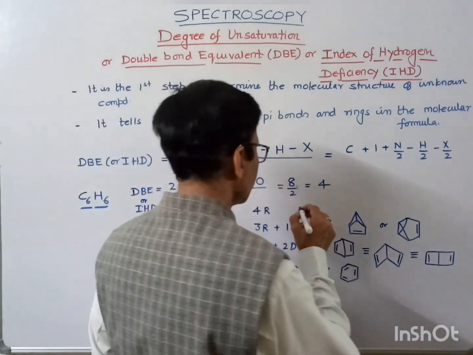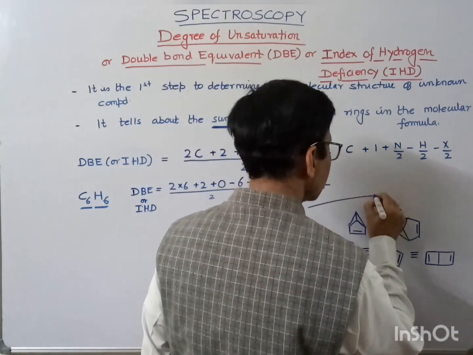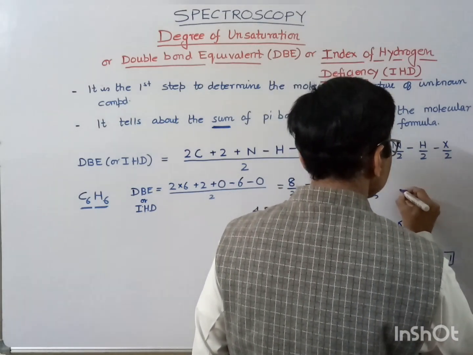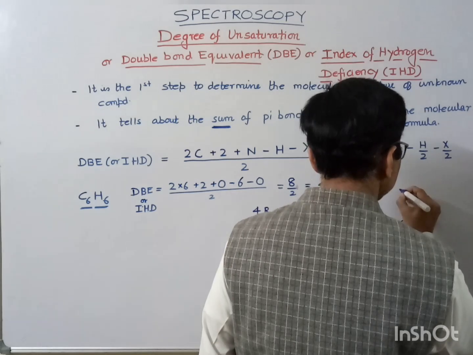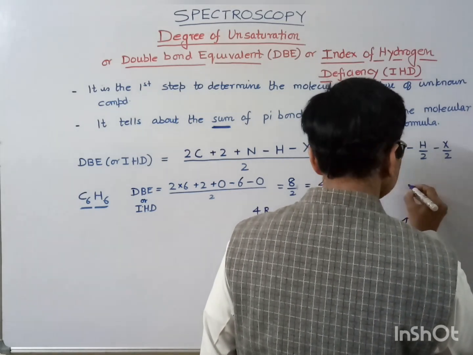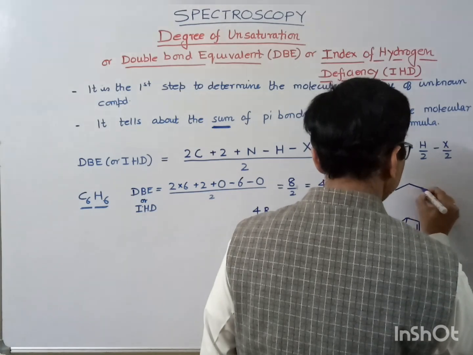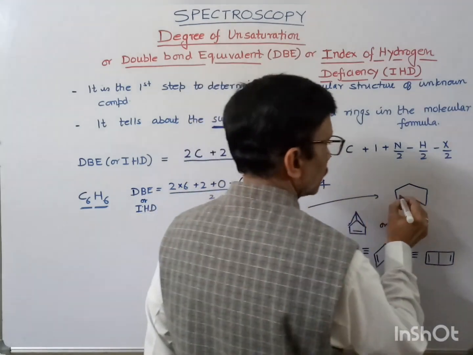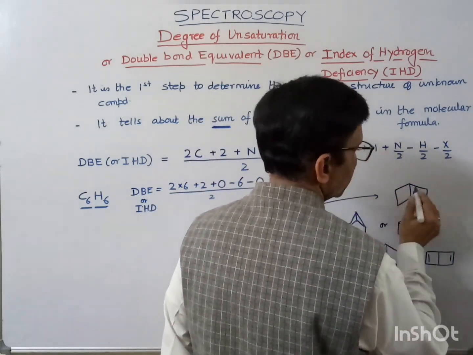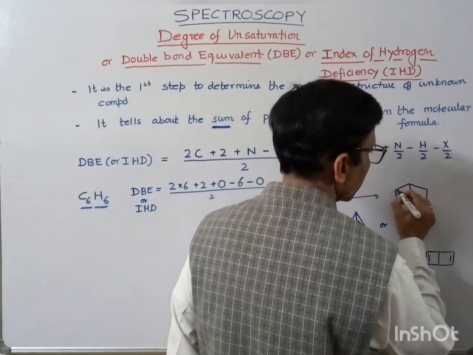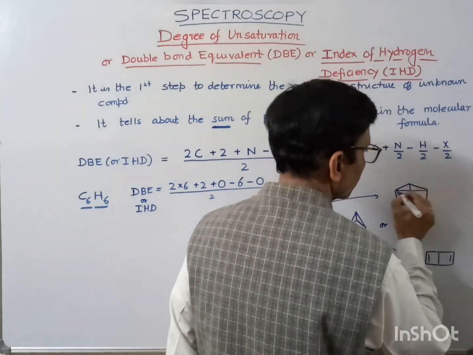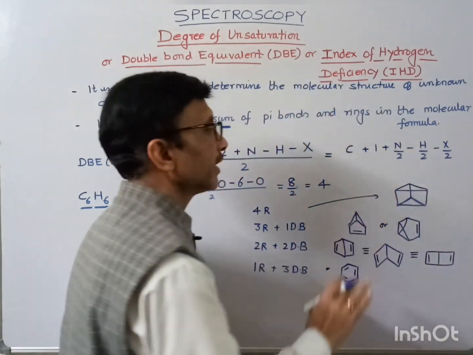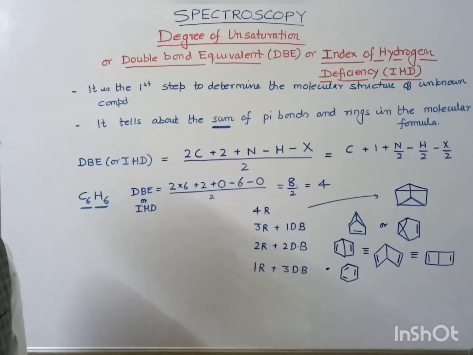Or otherwise, when only 4 rings are present, we can represent it in this way. The 4 rings can be represented like this. These are the 2 rings, and then this is one 3-membered ring, and this is another 3-membered ring. So here we have only 4 rings.